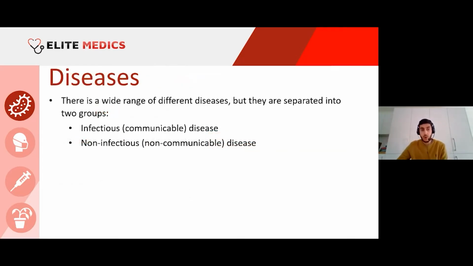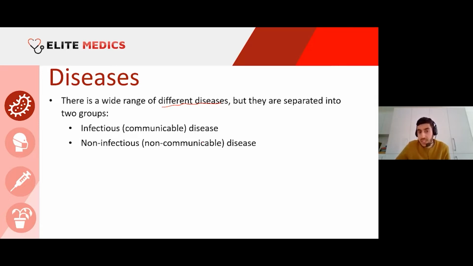So we're going to talk about diseases in a bit more detail. There's a wide range of different diseases, but the way we like to categorize them is what we call infectious disease and non-infectious disease. I'm sure most of you will be able to understand that already before I even go into it. But infectious diseases are communicable diseases. For example, COVID-19 is an infectious disease because we can spread it and pass it on to each other. That's why we had the whole lockdown and self-isolating when you have COVID, because it's easy to communicate to others.